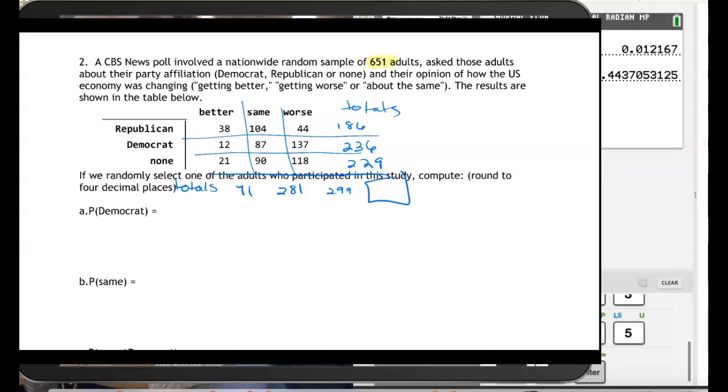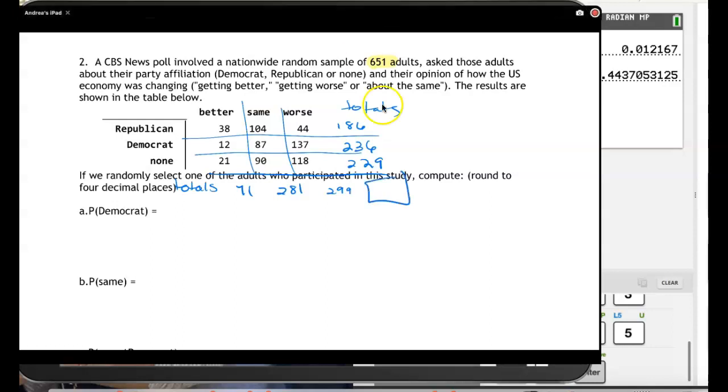Okay, now if we total the total rows and the total columns, they both should total to 651. So go ahead and double check that. I'm just double checking that real quickly to make sure I didn't add wrong. Okay, it does.